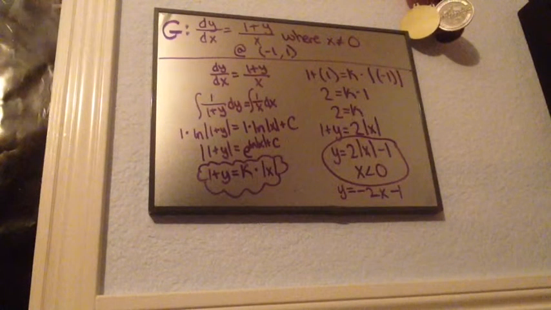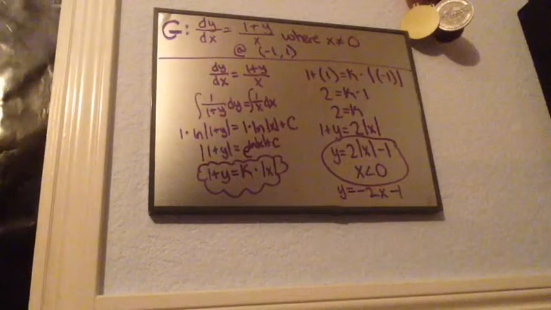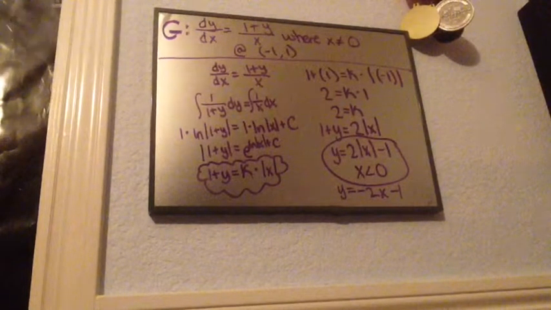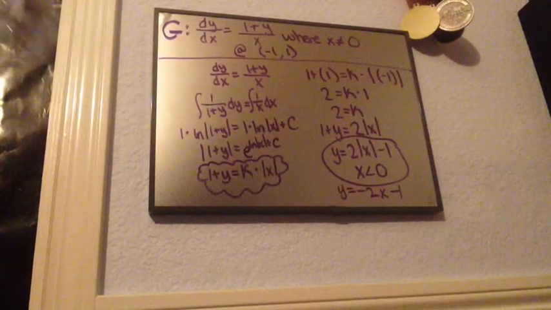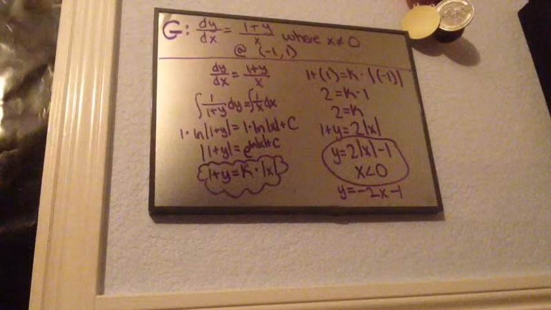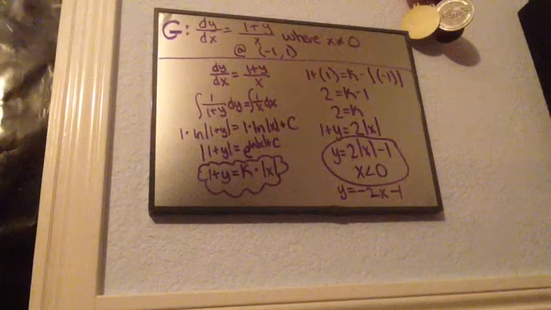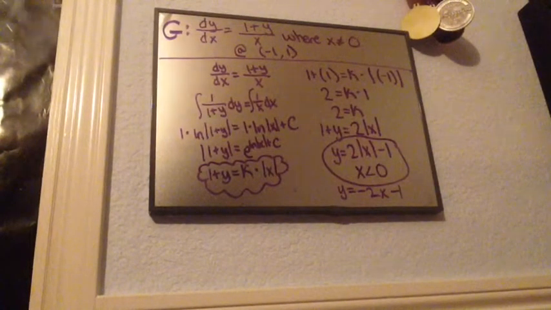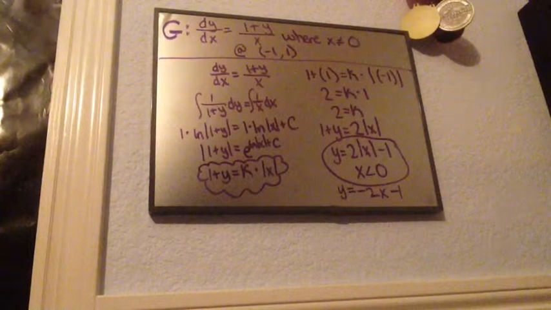Now we're in simplest form. And so you want to go ahead and plug in the point that the problem originally gave you, negative 1, 1. So we have 1 plus 1 equals k times the absolute value of negative 1. So that's just 2 equals k times 1, which is just 2 equals k.